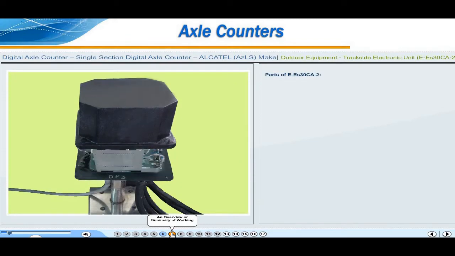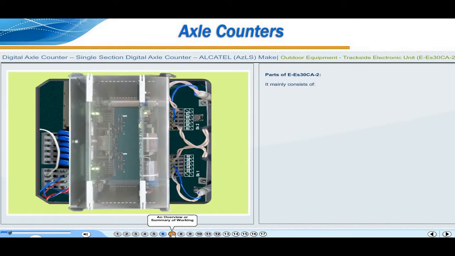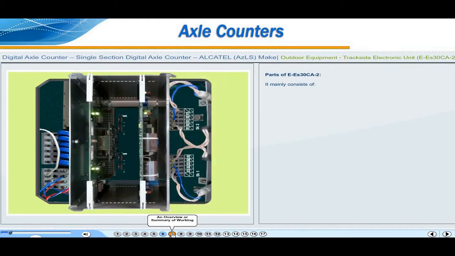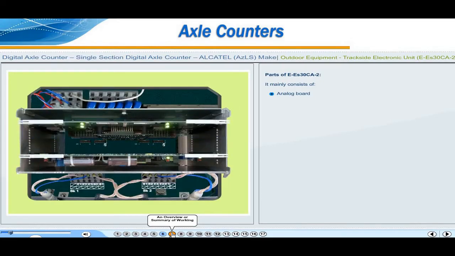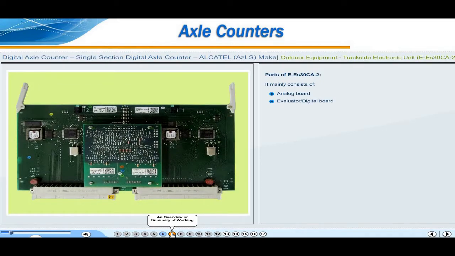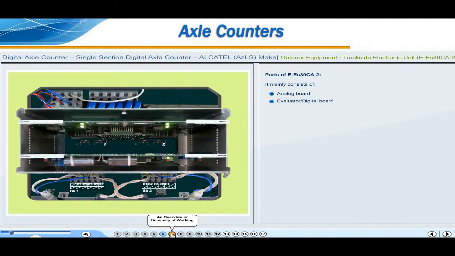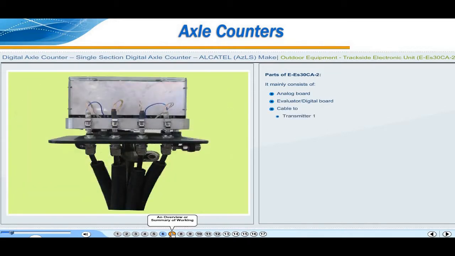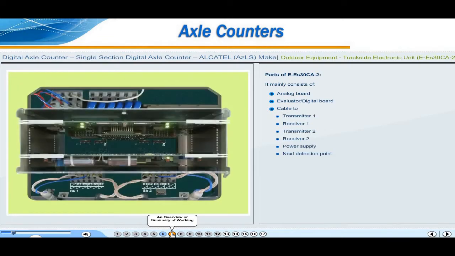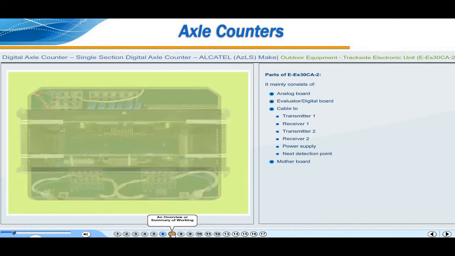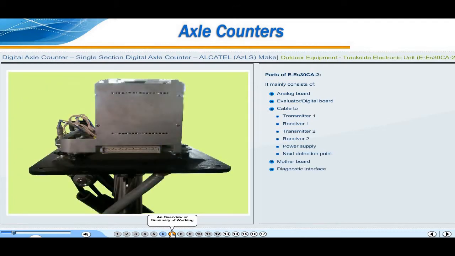Parts of EES30CA2. It mainly consists of analog board, evaluator or digital board, cable to transmitter 1, receiver 1, transmitter 2, receiver 2, power supply, next detection point, motherboard, diagnostic interface.